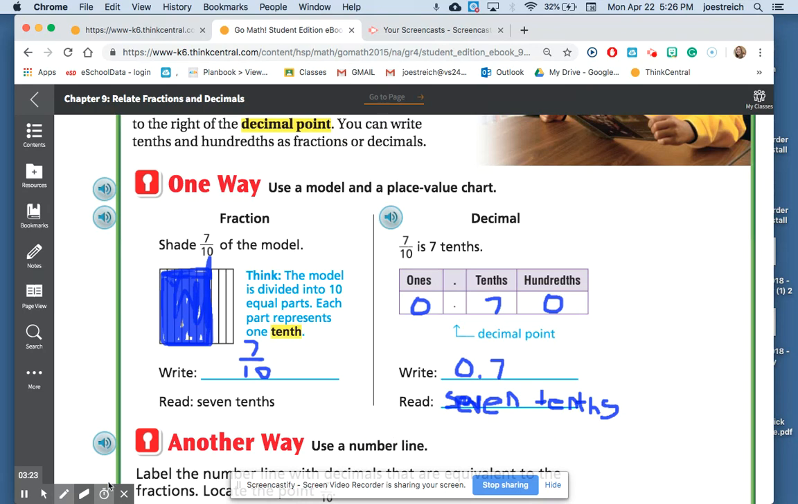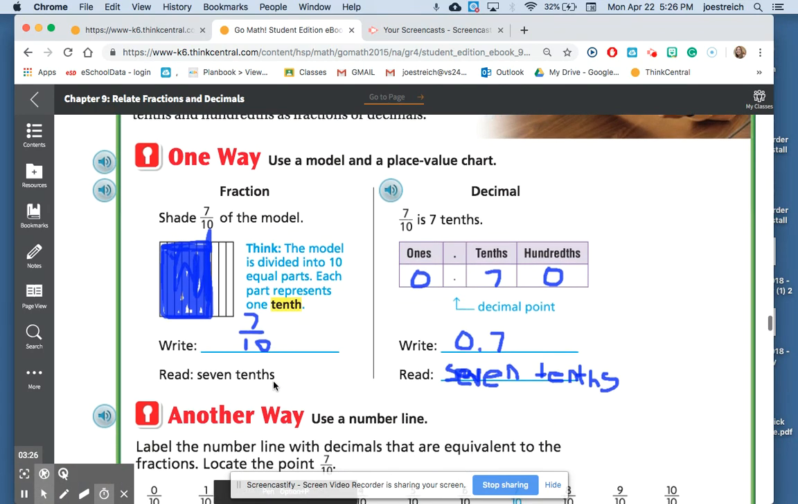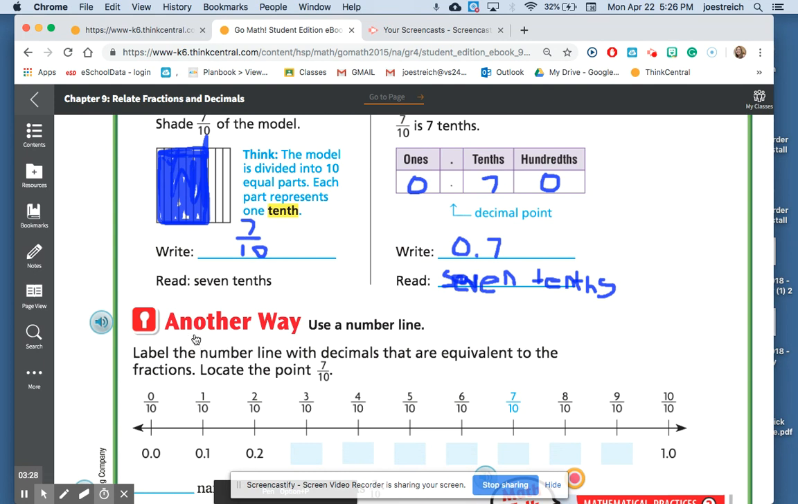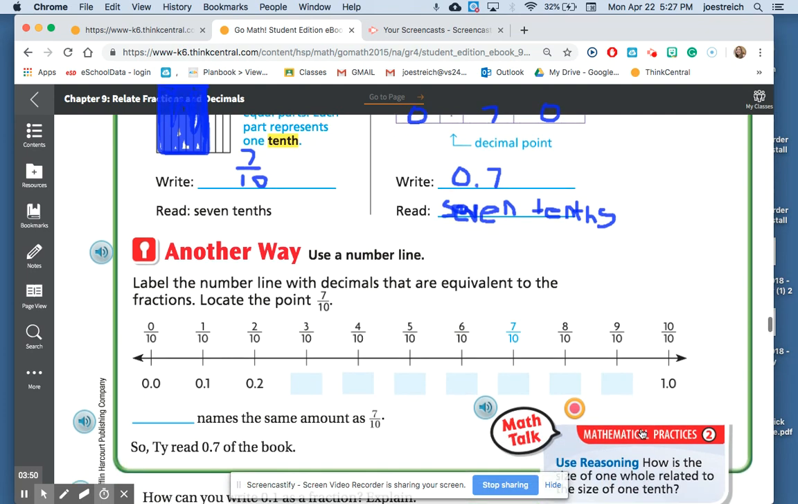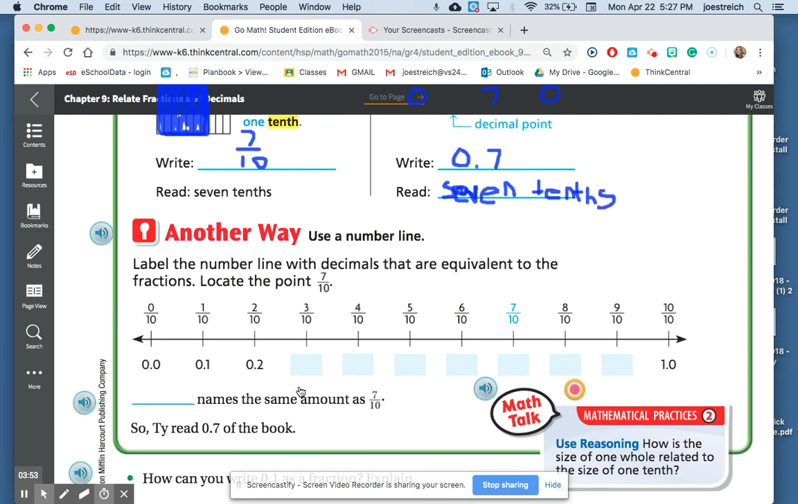Okay. Another way is to use a number line. Label the number line with decimals that are equivalent to the fraction. Locate the point 7/10. They have already created a number line for you, and they add the fractions 0/10 all the way to 10/10 or 1. Now what they ask you to do is label the number line with decimals.